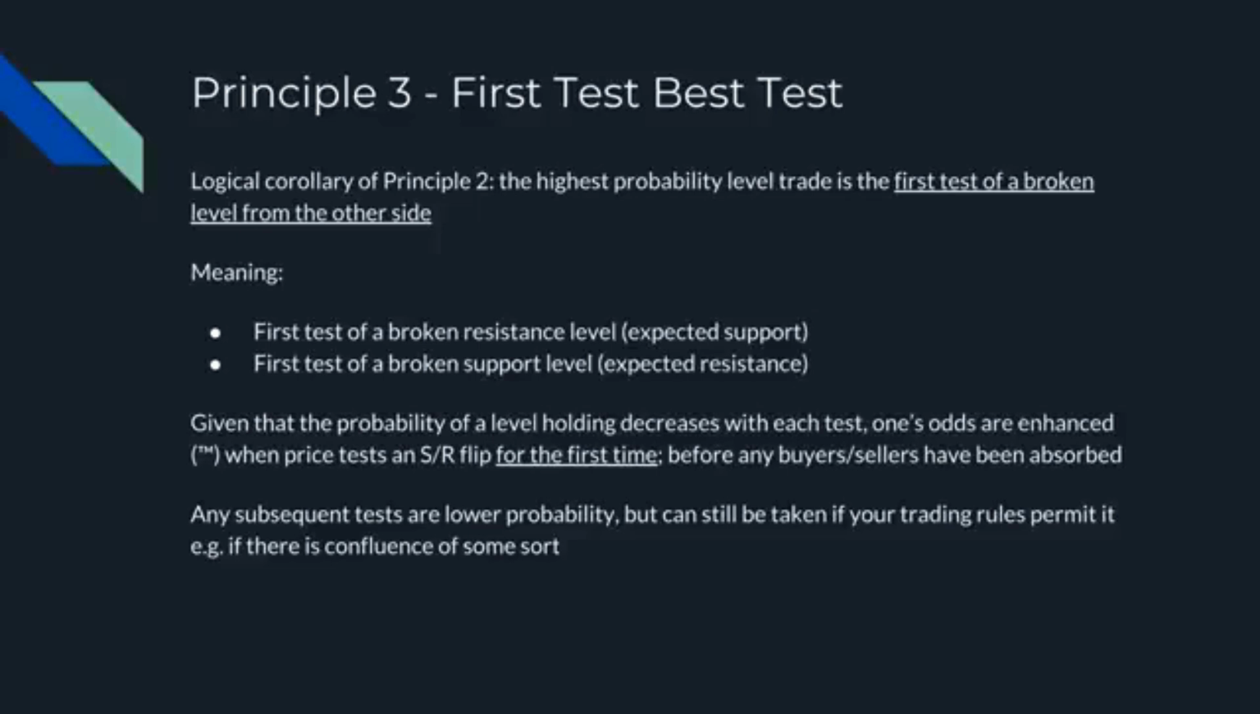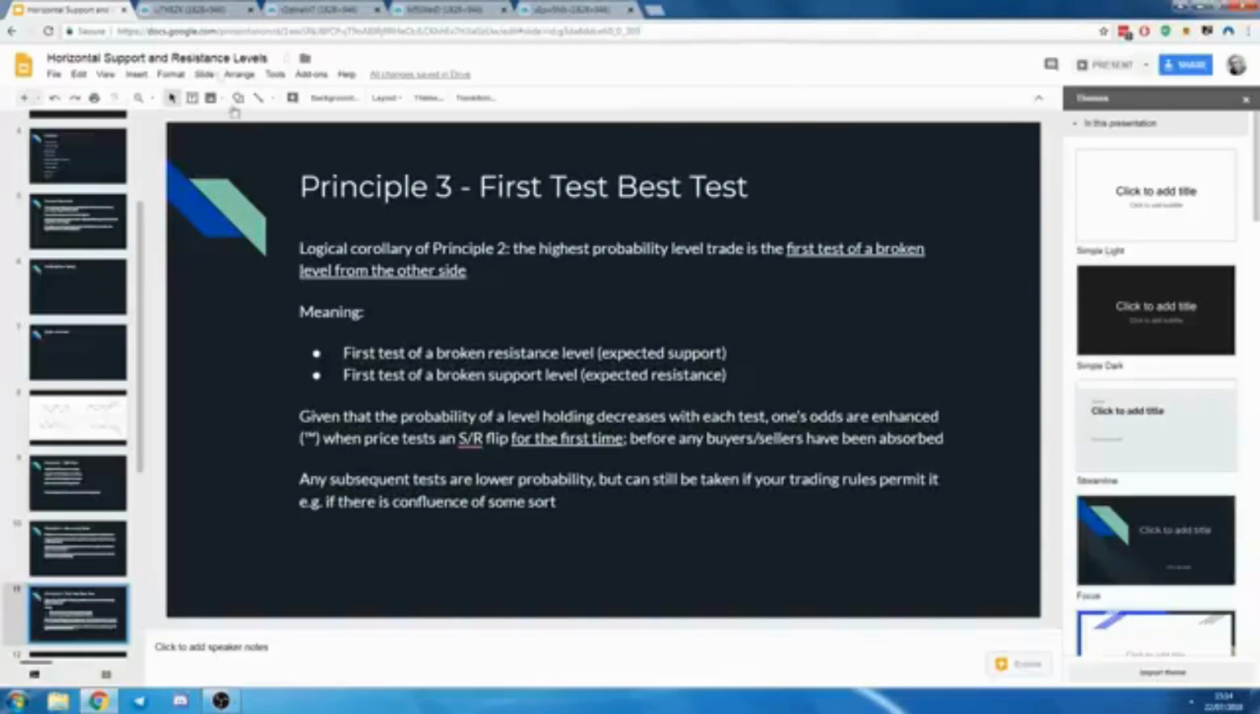So the probability of a level holding decreases with each test from the same direction. Okay, so one's odds are enhanced when price tests an SR flip for the first time, before any buyers or sellers have been absorbed. And just as a short note here, any subsequent tests are lower probability, but can be taken if your rules permit it. Like if there's confluence or divergence, Fibonacci, whatever you want to call it. Okay? And I call this first test, best test.